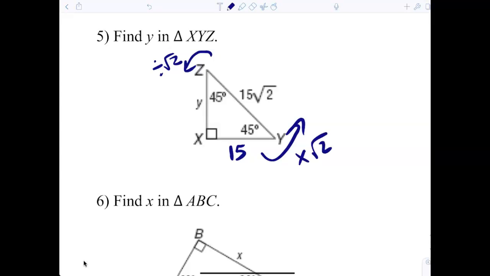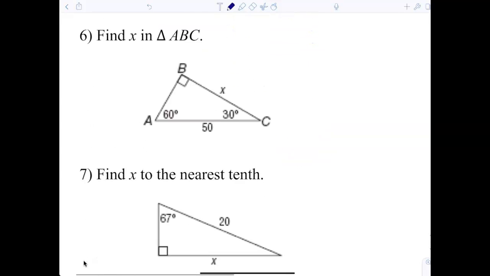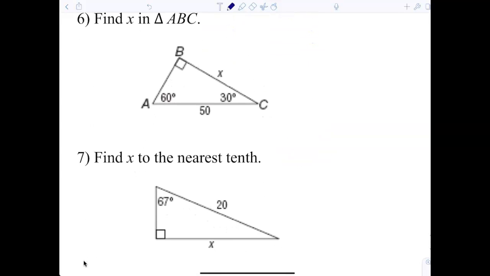Everybody good with that? All right, let's review here. Opposite the 30 is always half the hypotenuse. Opposite the 30 is always half the hypotenuse. Make that note.